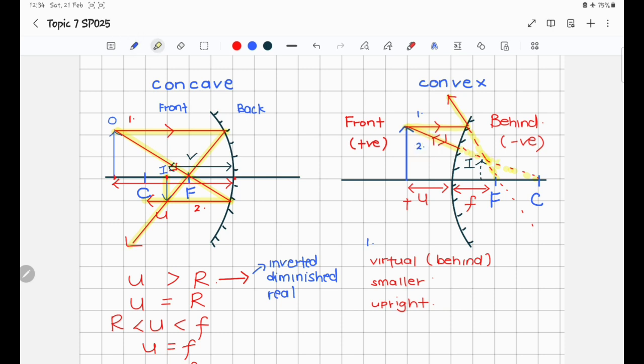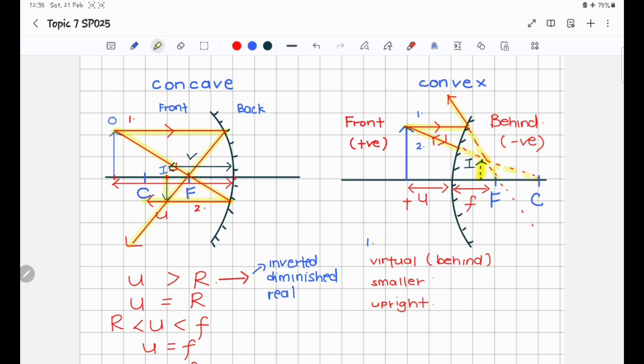So once again, the intersection between the two rays marks the position of the image, which is located behind the surface. So that is why the characteristics for a convex mirror will always be virtual, as in behind the mirror, will always be smaller with respect to the object. So here is the object, and the image height is different, and the image height is lesser than the object's height. And then we have upright. Upright means it is in the same orientation. Object is upwards, image also upwards. So that means upright, same orientation.